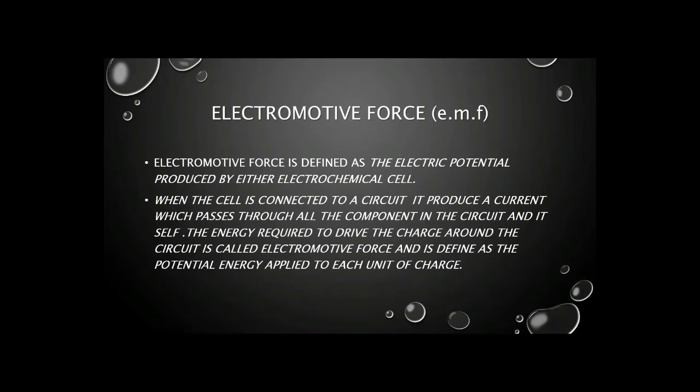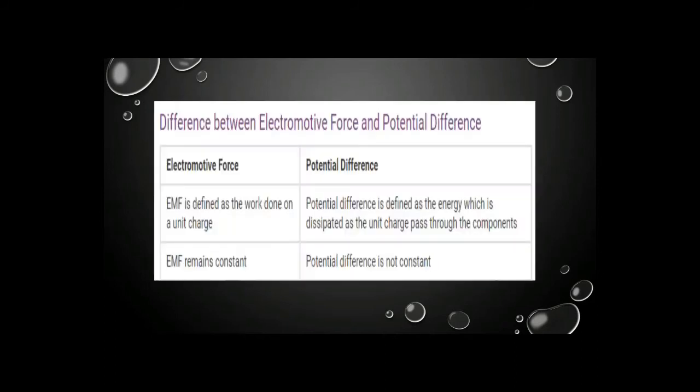Here, take a screenshot of this slide and we will move further. Now, here is the difference between the electromotive force and the potential difference. EMF is defined as the work done on a unit charge. And what is potential difference? Potential difference is defined as the energy which is dissipated as the unit charge passes through the component. EMF remains constant, but the potential difference is not constant. It will be changed.